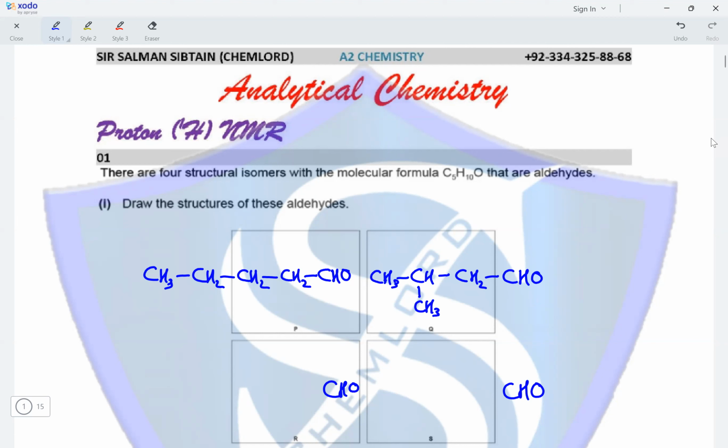Now we can change the position of the CH3 group from being on the third carbon atom, counting from the CHO carbon, to being on the second carbon. So we can have CHO, then we have CH with the CH3 attached to it. Then we can have a CH2 and a CH3. So this is the third structural isomer with the molecular formula C5H10O.